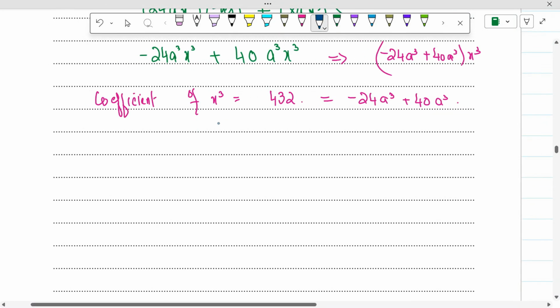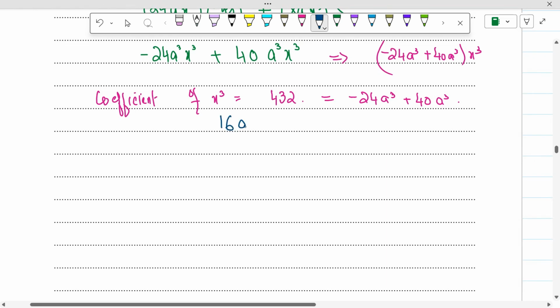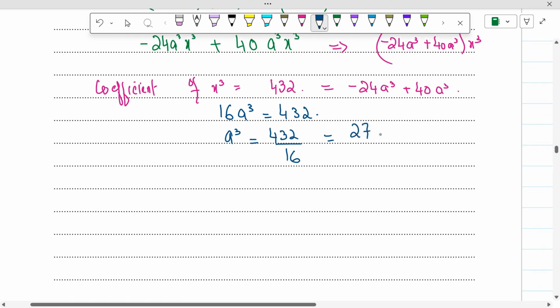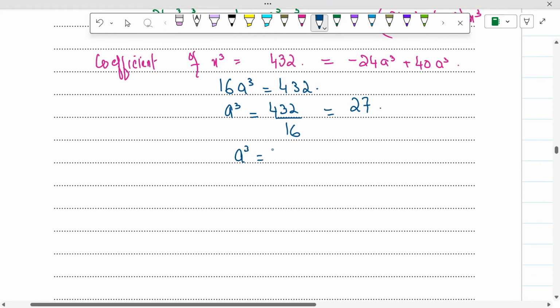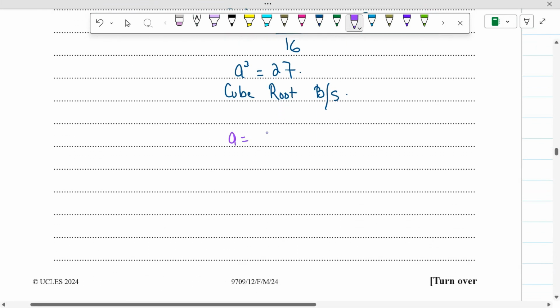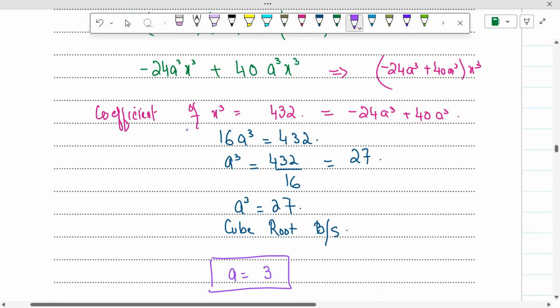So this one is equal to 16 a cube, which is equal to 432. So a cube will be equal to 432 over 16, and this one is equal to 27. So we will have a cube is equal to 27. When we cube root both sides, we will have a is equal to 3. So this one is the required value of constant a.